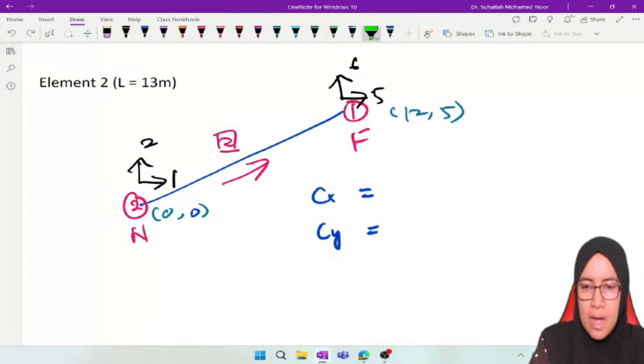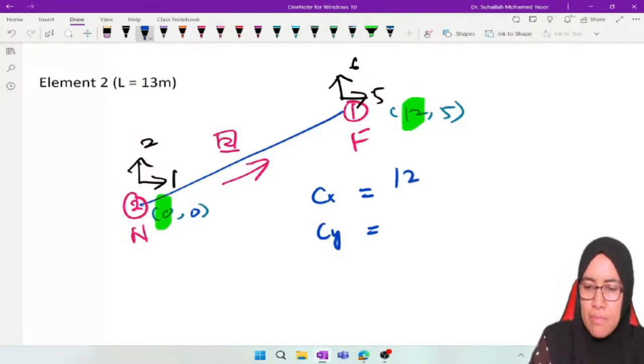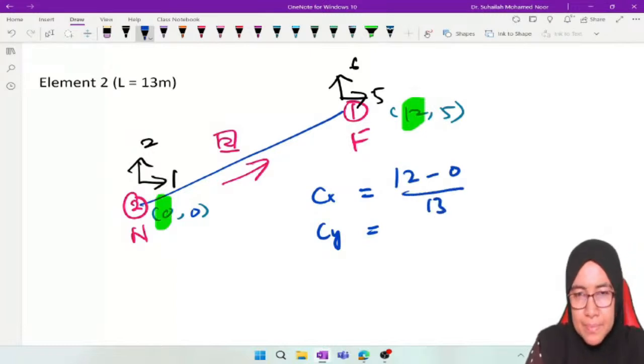It is far minus near. It is 12 minus 0. Far minus near, 12 minus 0, we divide by L. L is 13. It is 12 divided by 13.